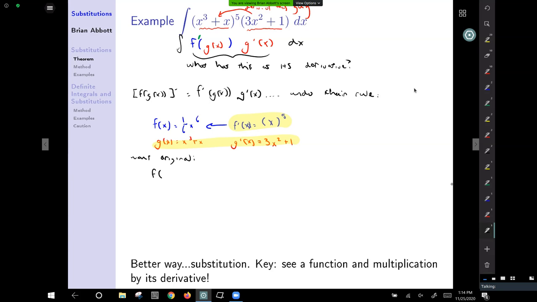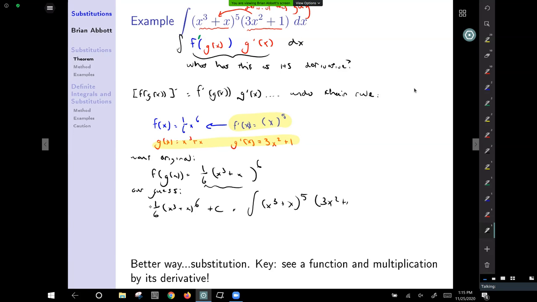Well, the original function would be f of g of x. So what is f of g of x? Well, f is 1/6 times whatever to the sixth power, and then g of x is that x to the third plus x guy. And so this is our guess. We have come up with a guess that this is potentially the answer to our integral: 1/6 times x to the third plus x raised to the sixth power plus c, because we know this thing is equal to the indefinite integral of x to the third plus x raised to the fifth power times 3x squared plus 1 dx.